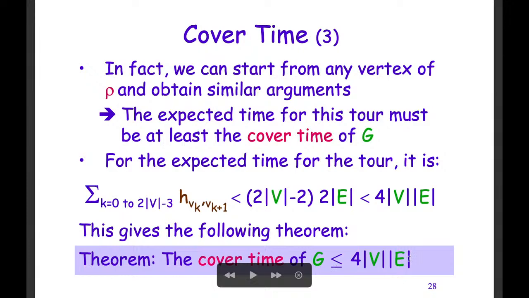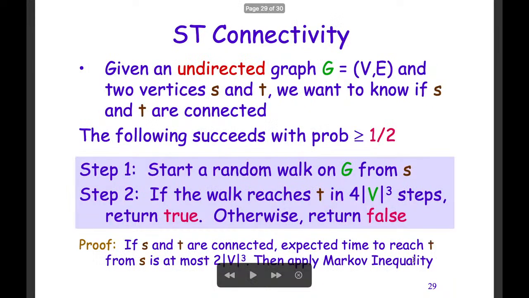bound that we achieved to analyze the behavior of a random walk on G. Okay, and actually this problem is called the ST connectivity problem in general. So in the ST connectivity problem, we're not covering the graph, but instead we start from some vertex S, and then we want to find out how we can travel to T. So if S and T can be connected by some directed path.